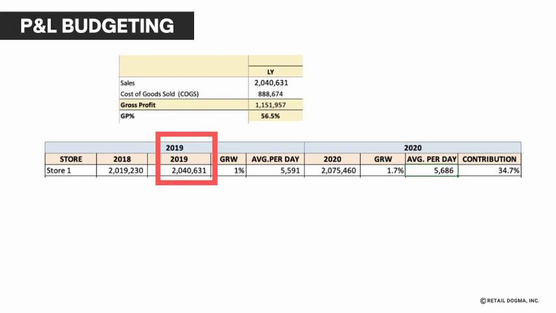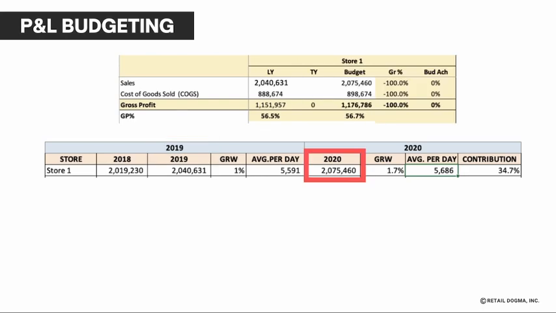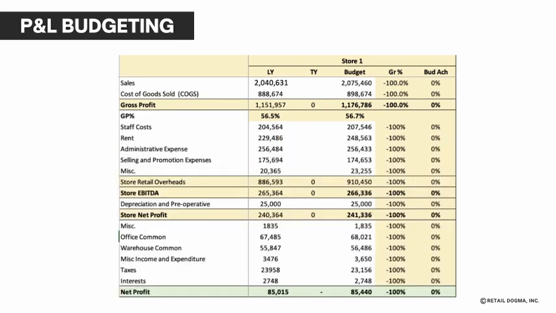First, we will fill in the actual sales and expenses for the store from last year, which is 2019, on the left. From step 1, we get the sales budget for the store, which is 2,075,460. The total gross margin from sales is 58%, but after factoring in stock loss provision, we have it at 56.7%. So COGS is 898,674. Then we add our different cost lines.